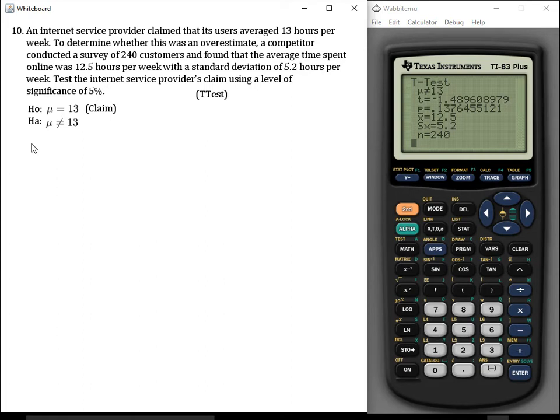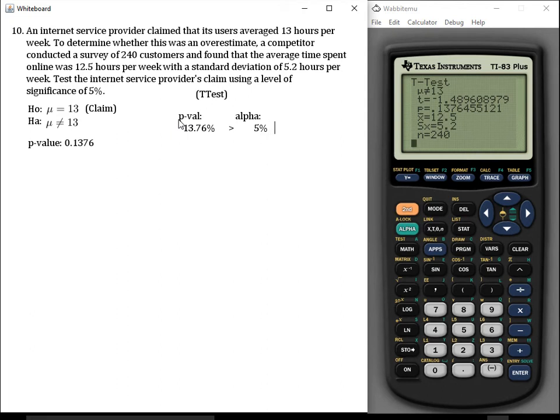So the only thing we're really interested in here is the p-value, which comes out to be 0.1376 when rounded to 4 decimal places. All right, so my p-value I need to compare to alpha, the level of significance. The p-value written as a percentage is 13.76%. Alpha written as a percent is 5%. Well, the p-value is greater than alpha.